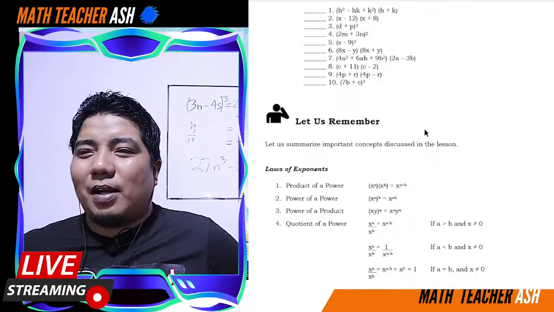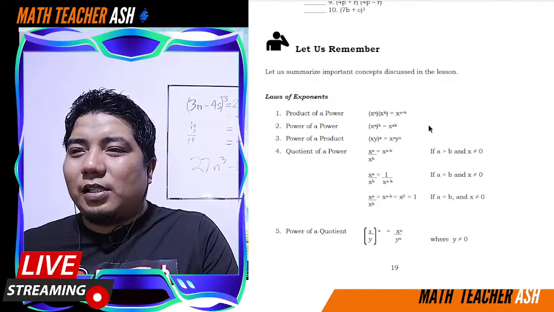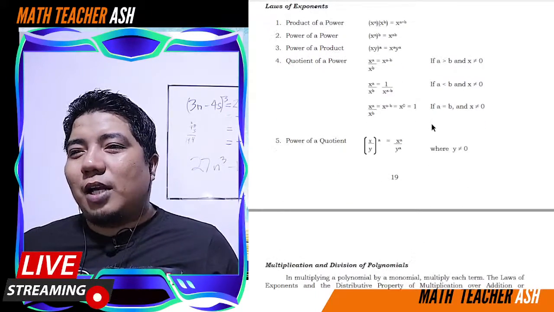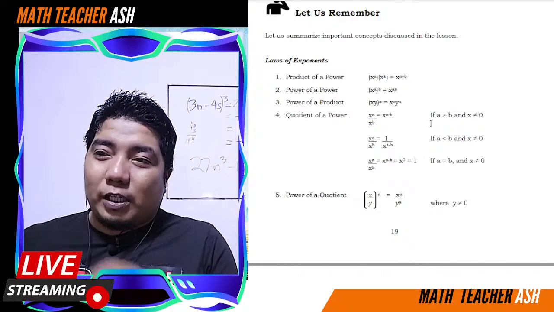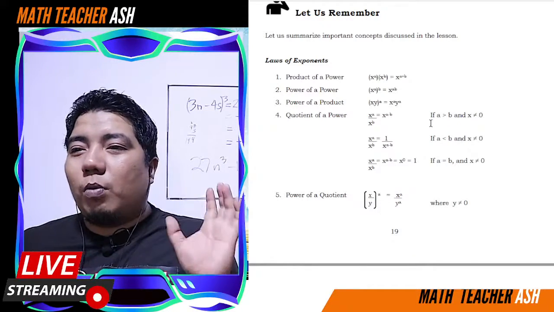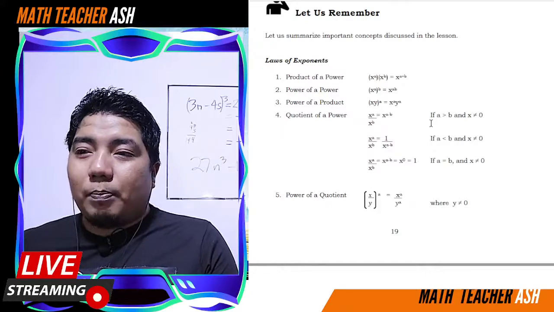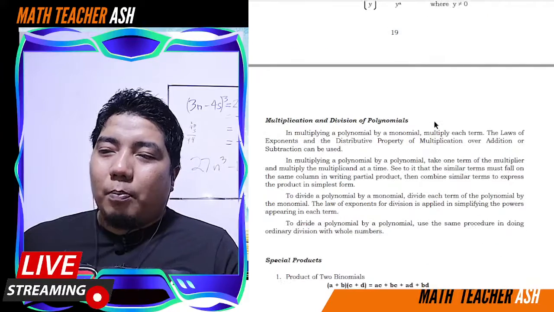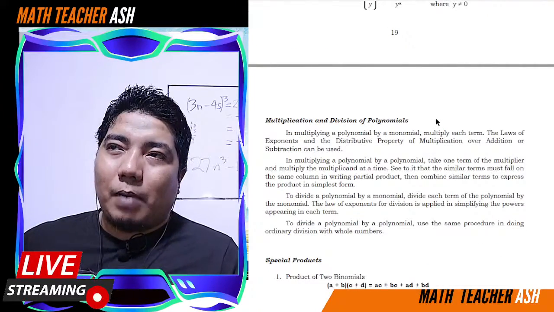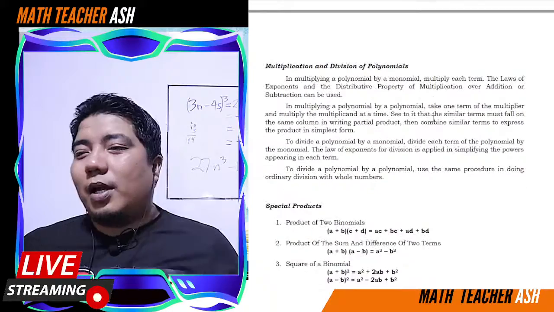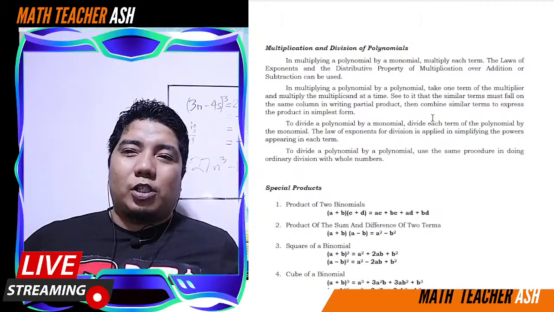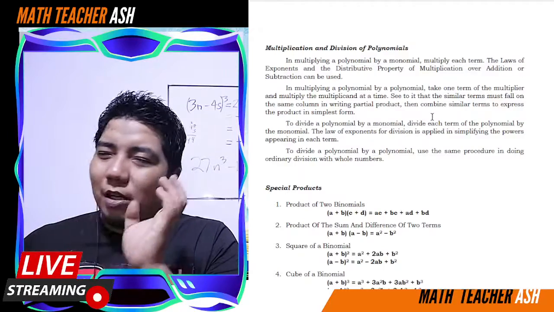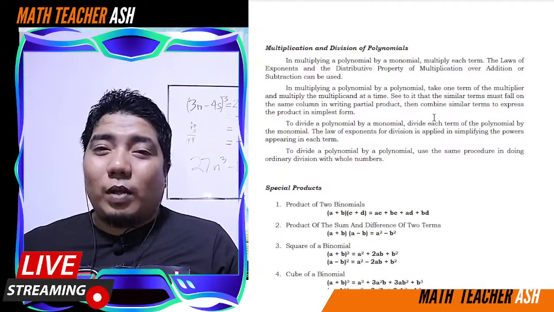Okay, so napakadali lamang. So now let us go to the let us remember. So this is the parang simplified topic na ginawa dito sa discussion natin. Okay, so these are the laws of exponent. You have the product of a power, power of a power, power of a product, quotient of a power, power of a quotient, and then you have the multiplication and division of polynomials. So you can multiply them by a monomial or a binomial. And you also have the special products. No, my dear math learners, marami itong mga different multiplication, addition, subtraction, and division, as well as the special products.